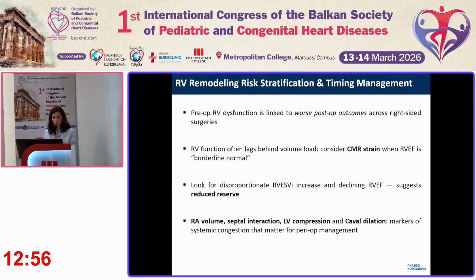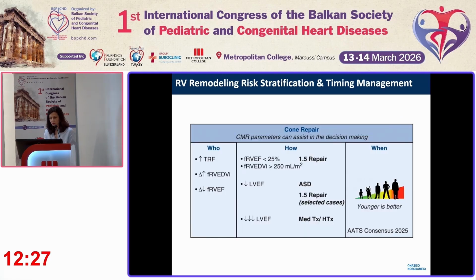Look for disproportionate increase in the RV end systolic index volume with concomitant decline in the RV ejection fraction, because that suggests reduced reserve for the RV. And then keep an eye on the right atrial volume, the septal interaction, the left ventricular compression, and the caval dilatation. All of these are markers of systemic congestion that matter for perioperative management.